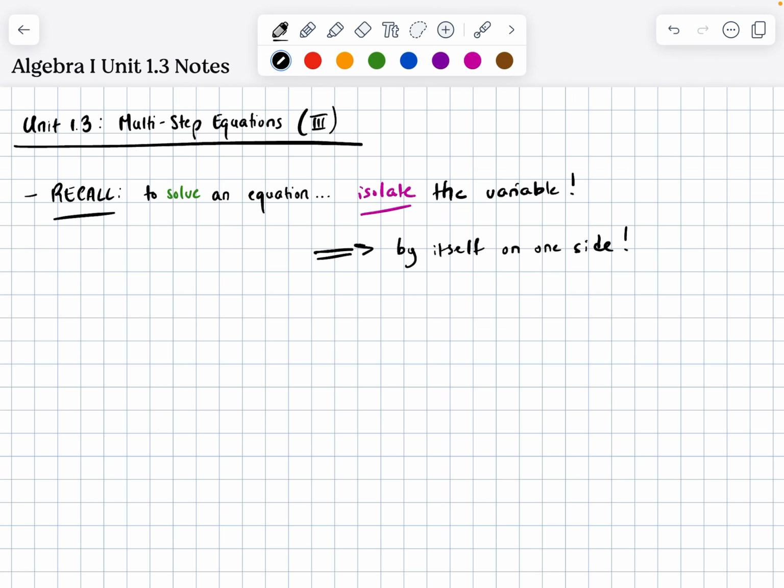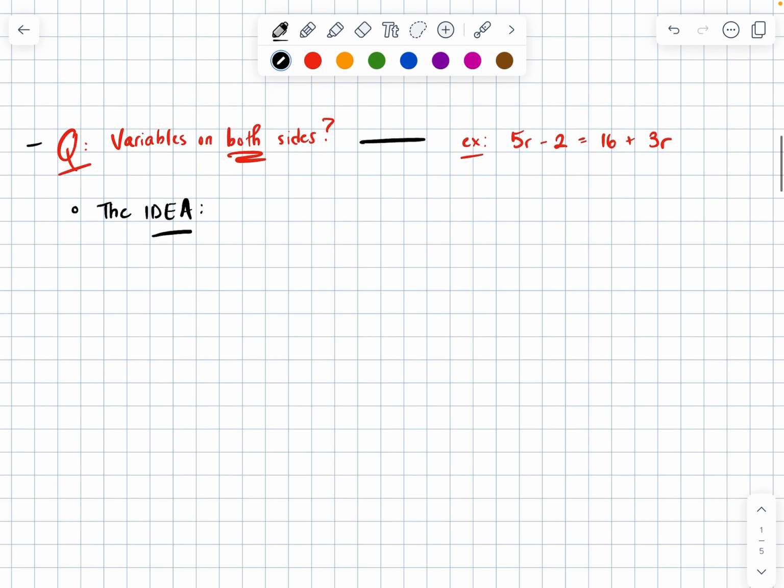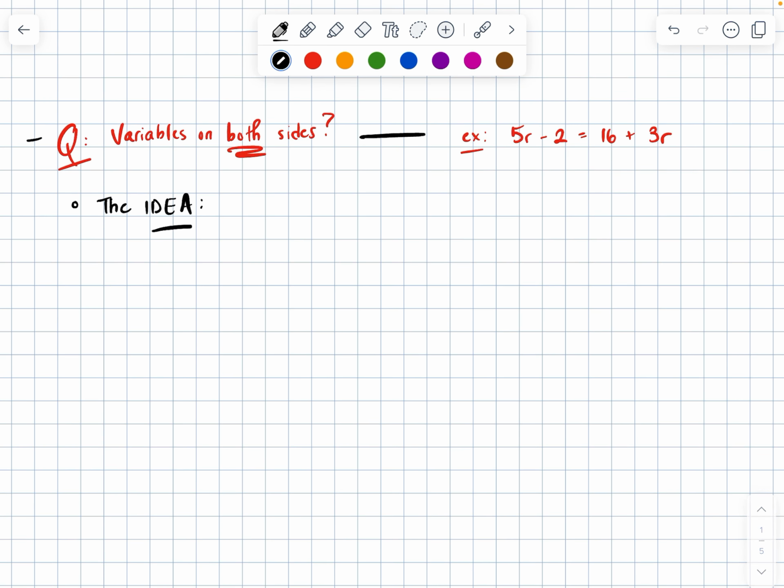So with that goal in mind, I want a copy of the variable on one side by itself of the equation. So then perhaps a natural extension of that question becomes, well, what happens when we encounter an equation with variables on both sides of the equal sign? So take a look at this, friend. I've got 5r minus 2 equals 16 plus 3r.